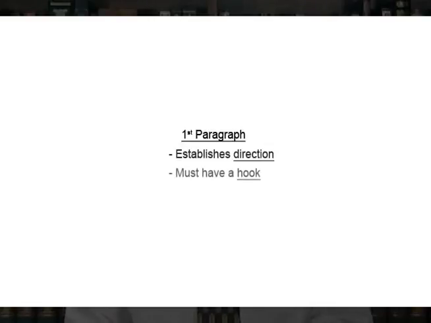To sum up here, remember that your opening paragraph establishes the direction for the rest of your essay. It's essential that you have some sort of hook or some sort of draw to draw the reader in. And then finally, it's vital that you have a clear thesis statement, which you're going to prove, assert, or claim.